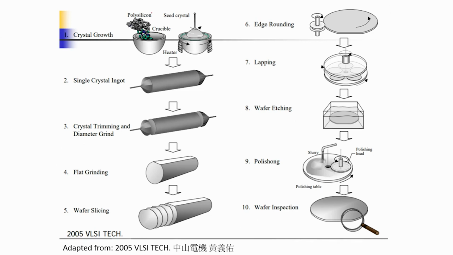In the fabrication, you start with polysilicon, introduce a seed crystal, and slowly pull up the seed crystal. The rotation of the seed crystal will be in the opposite direction to the rotation of the bowl or holder, the crucible. Then when you have an ingot, you can go for trimming, and then you have flat grinding. This is a primary flat. What I mean by primary flat, I will show you in some time. Then you go for wafer slicing, edge rounding, lapping, etching, polishing, and finally wafer inspection.